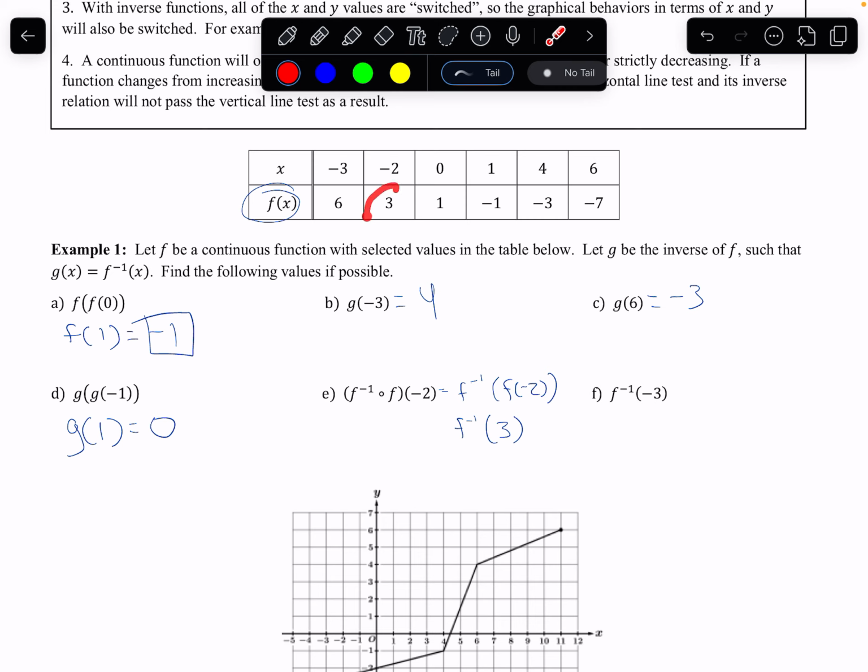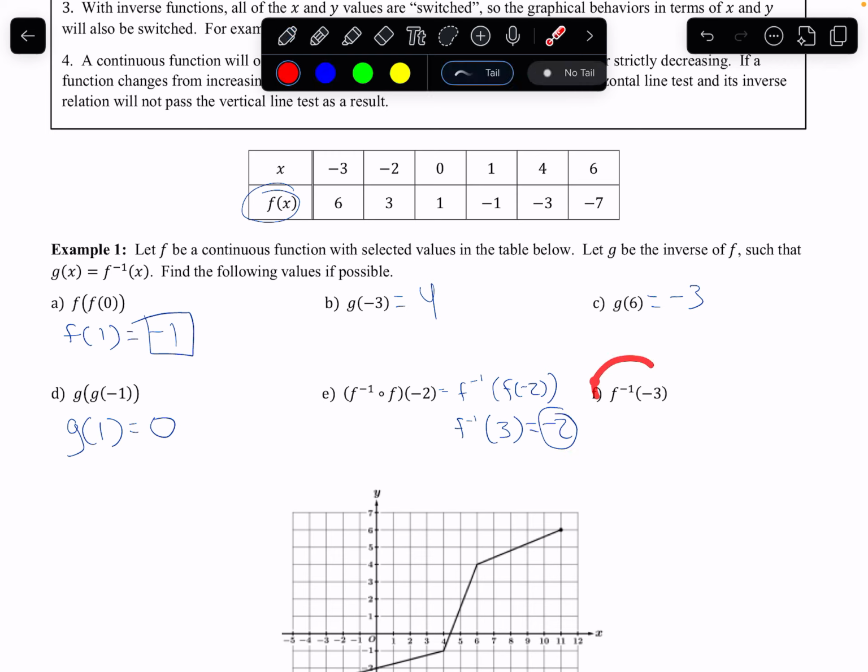Therefore, if I put a 3 into the inverse, a negative 2 will come out. And this is the inverse. So if I put a 3 into the inverse, a negative 2 will come out. And that's going to be equal to negative 2. And that's your answer.